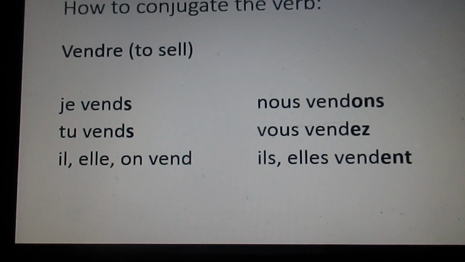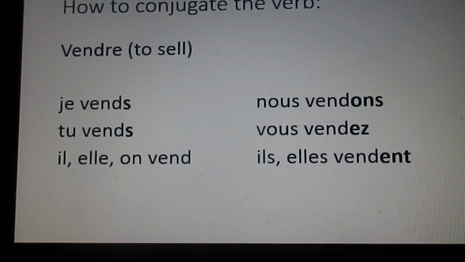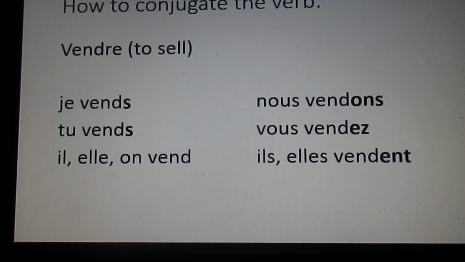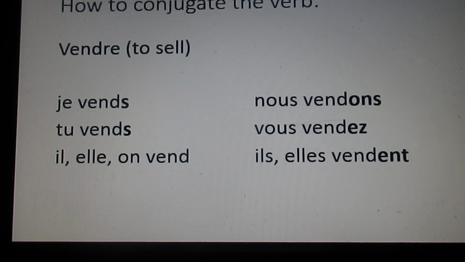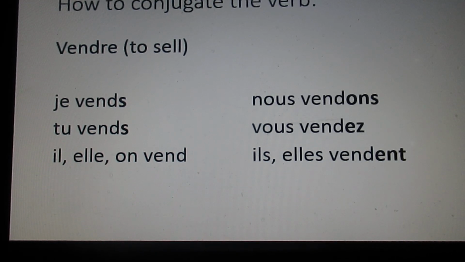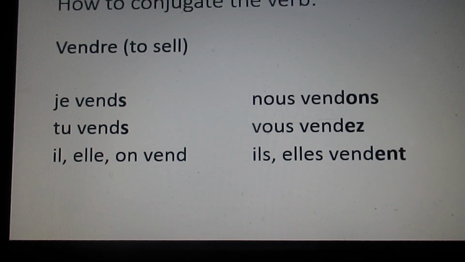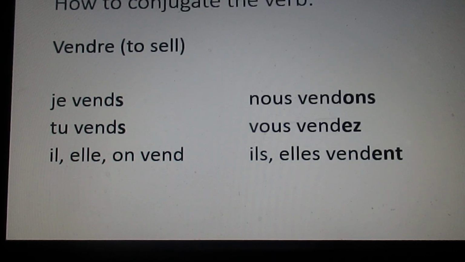Then we come over to nous vendons, vous vendez, ils, elles vendent. Right? So now we have nous, we're going to have ONS, EZ, ENT. Notice as well with ils and elles, vendent, you're going to hear the E. Whereas with il, just he or she, we're going to hear il vend, elle vend, ils vendent, elles vendent.